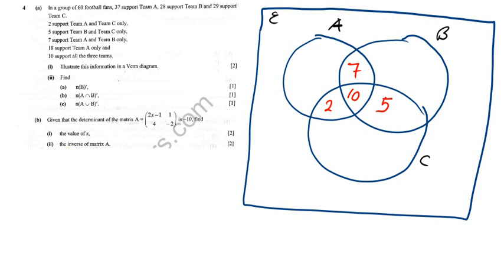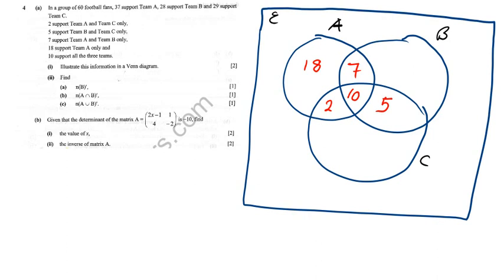And then it says 18 support team A only. So where there is team A only, it is this part for A only. Because if you see, we have a set of C which is passing in that part, and a set of B which is passing also at 7. So team A only is that part which I have shaded. So I write 18 there.